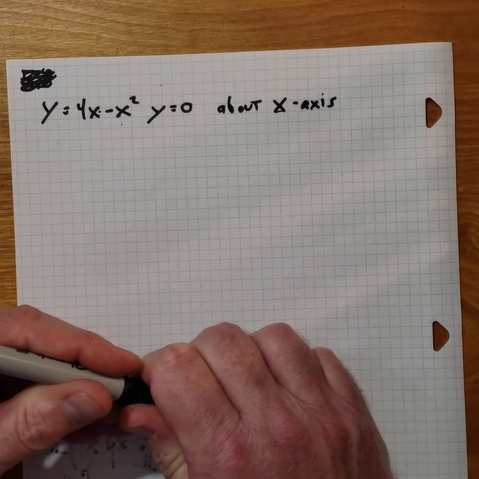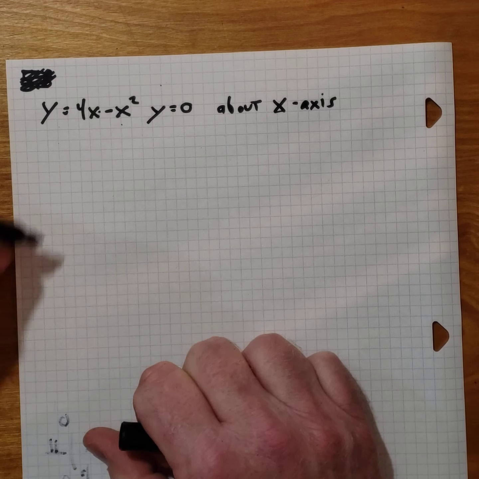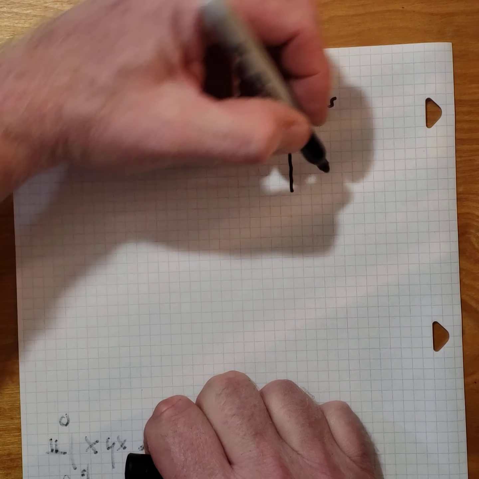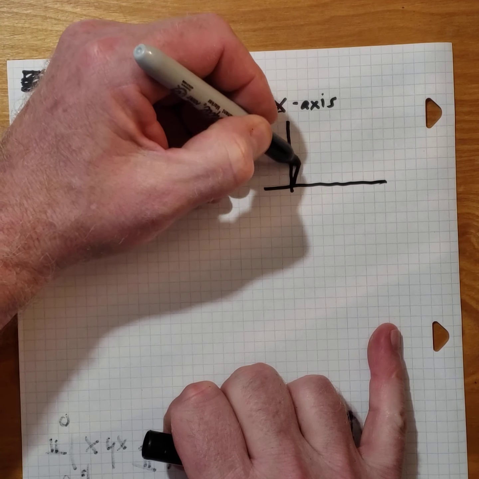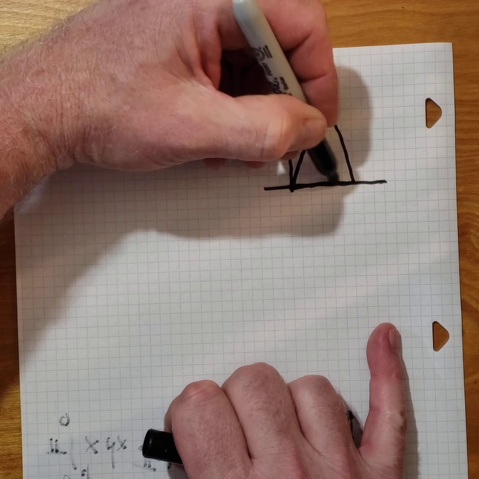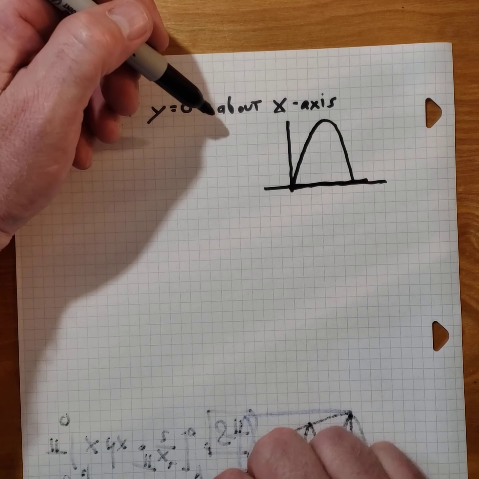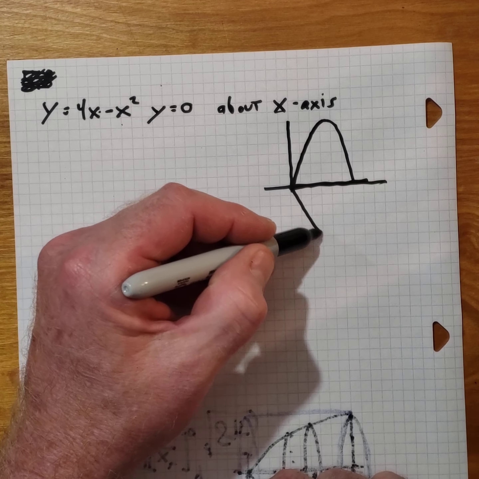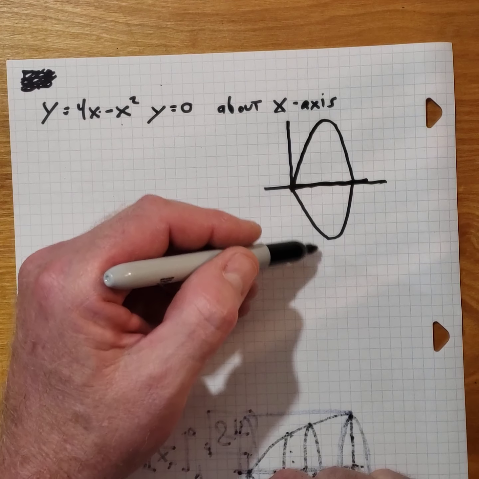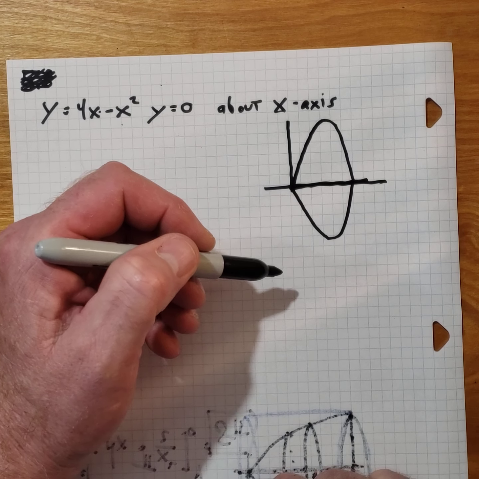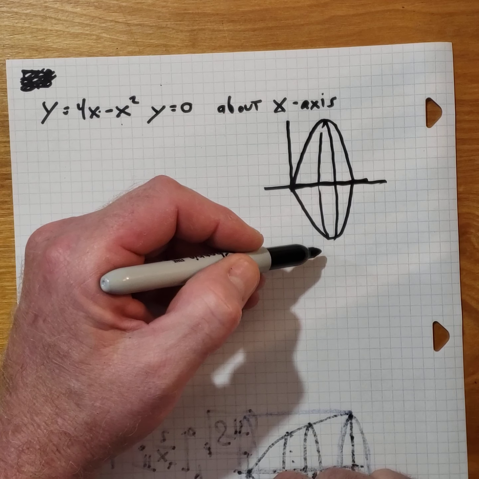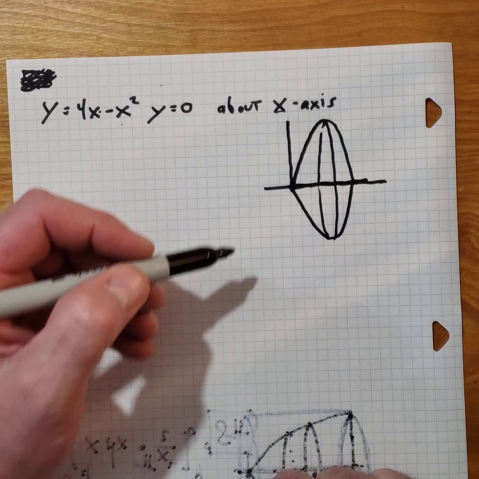Y equals 4x minus x squared, that same function again that we've been looking at several times, about the x-axis. I want to have a picture of it. I know it's an upside down parabola, and y equals 0 is the x-axis, so the region is bounded by the top curve and the bottom curve there. And we're going to rotate it about the x-axis. That's a terrible job there, it should be symmetric. It's going to look sort of like a top or a turnip or something like that, right? It's kind of round around the middle and sort of a little point there and a little point there.